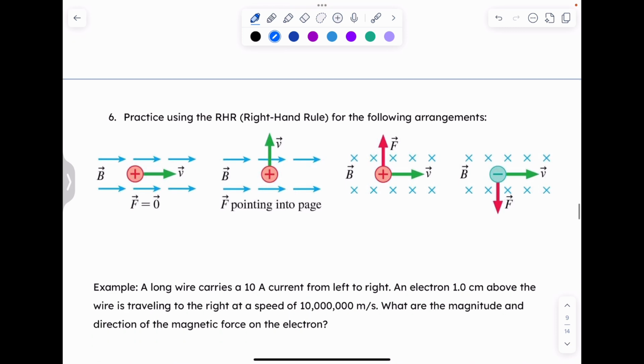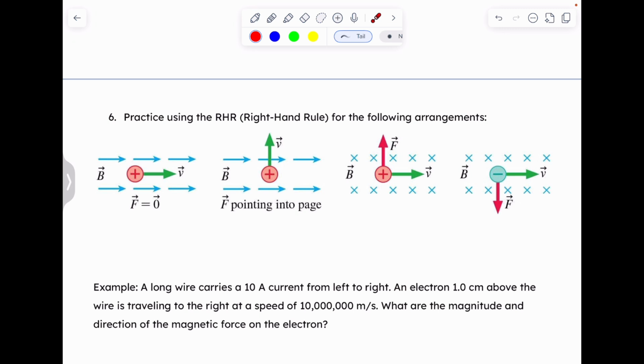So for number 6 here, for the right-hand rule, if I point my thumb in the direction of v, I can't point my finger in the direction of B. These are parallel, so my force is 0. For the second one, with the proton moving up, I stick my thumb up, my index finger I point to the right, and then my middle finger is pointing down into the page.